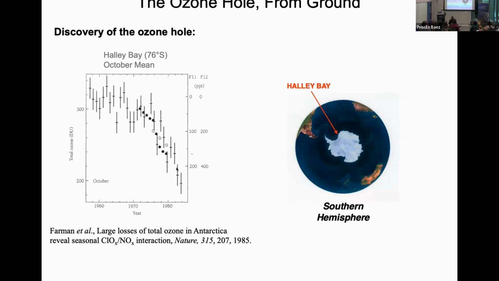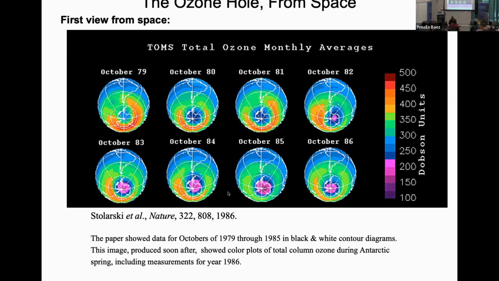Those are the circles. Now, it's a long story that I don't have time to get into, but when NASA looked at the data from the Total Ozone Mapping Spectrometer that was put up in space to actually measure this, they saw the same thing.